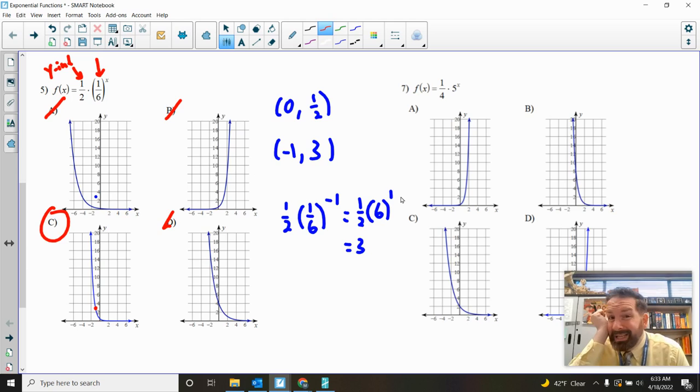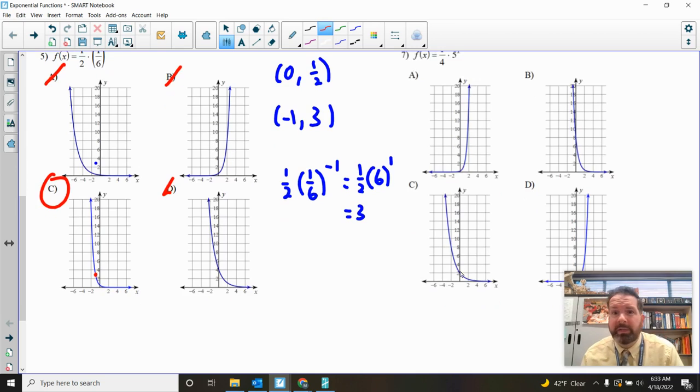So notice on this one, it wasn't just enough to look at the decay and estimate the y-intercept. You had to actually check another point to be sure. That's always a possibility. Next up, here we go. Let's do the same thing.